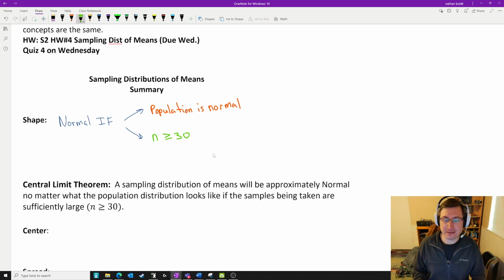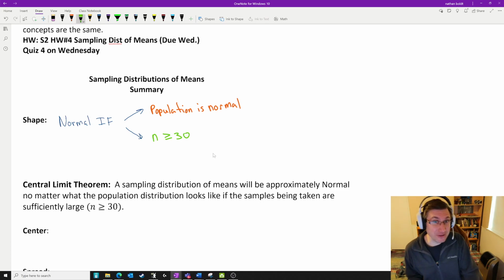But with means, there's no n times p, n times q. There's no proportion. It's just the sample size has to be bigger than or equal to 30. That will do it. Hopefully you saw that when you filled out the table from Friday. If your sample size is big enough, then you have a normal sampling distribution, and 30 is sort of the agreed upon number. There's no magic about 30, it's just the agreed upon number.